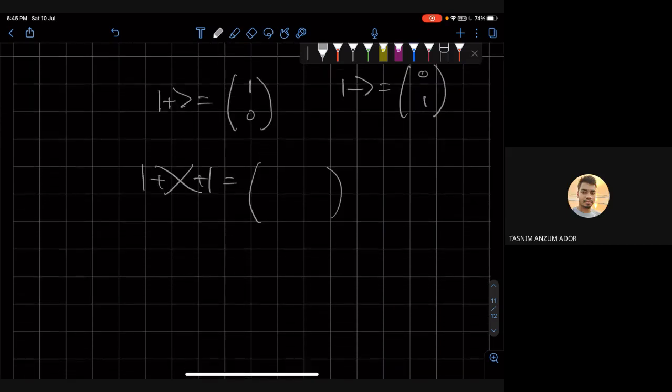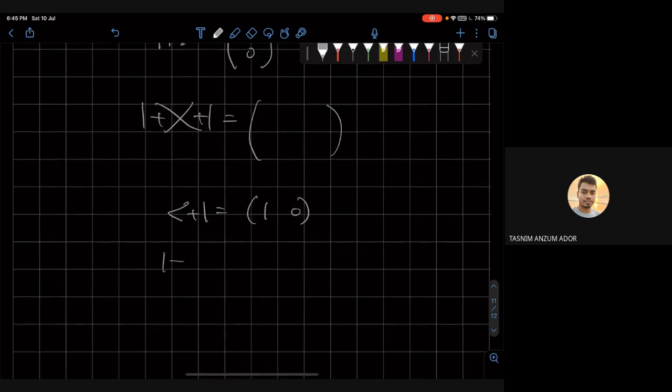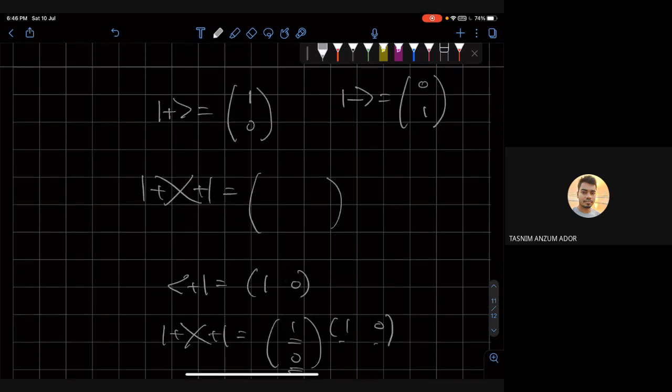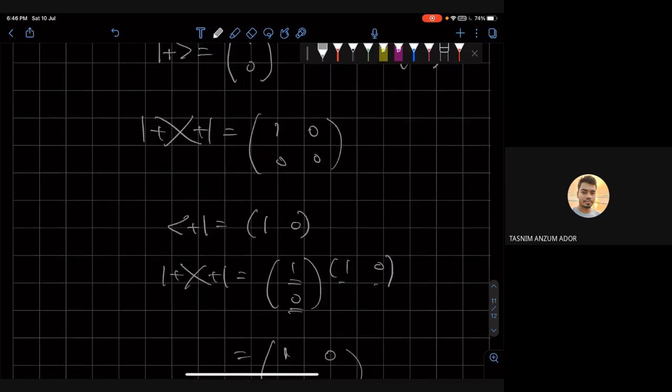Identity matrix, let's see. So this thing is going to be 1, 0, right? Then this thing is going to be 1, 0, 1, 0. Then first I multiply this thing with both of them, I get 1 here, 0 here. Then 1 times 0 gives 0. So it's not the identity matrix, right? So this is going to be 1, 0, 0, 0. And then you can guess what this is going to be. It's going to be 0, 0, 0, 1, right?